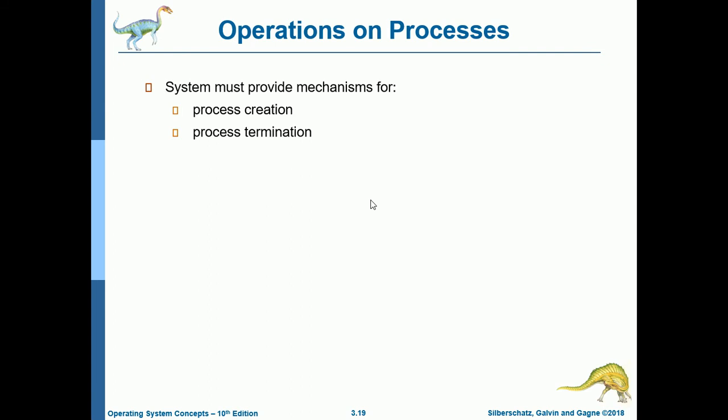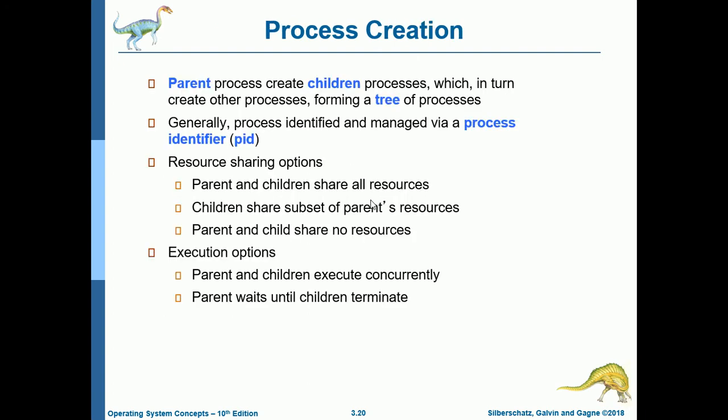Okay, operations on processes. The system must provide mechanisms for process creation and process termination. For process creation, a parent process creates children processes, which in turn create other processes, forming a tree of processes. I already illustrated it when I tried to save the Word document and opened another selection in the Save As, the general options, and then another dialog box window was opened. So that's already a tree of processes.